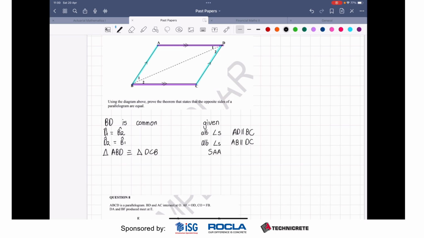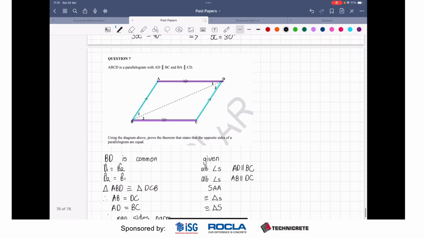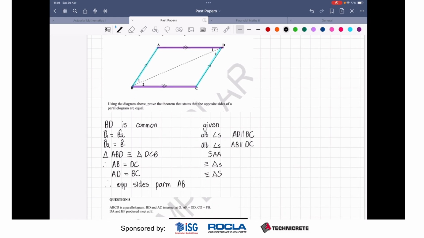Right, then from the congruency, I can say that the sides that I want are equal. So that's going to be this one equal to this one, and this one equal to this one. Therefore, AB equals DC, and that's from congruent triangles. And AD equals BC, congruent triangles. Therefore, opposite sides of parallelogram ABCD are equal.